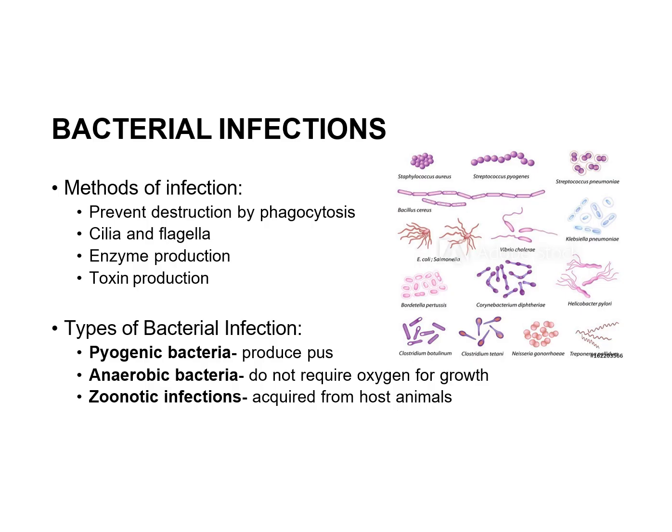Bacterial infections are often classified by behavior or source. So we have pyogenic bacteria, which produce pus. We have anaerobic bacteria, which thrive in low oxygen environments. And we have zoonotic infections, which are transmitted from animals to humans.